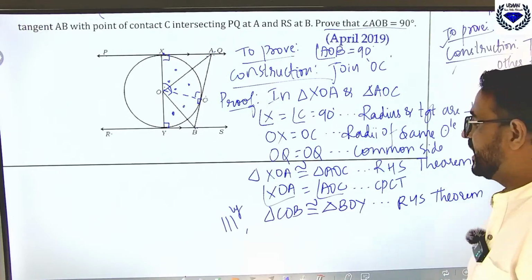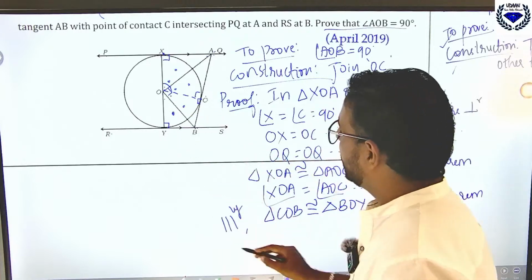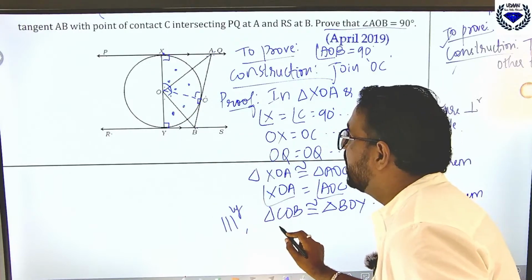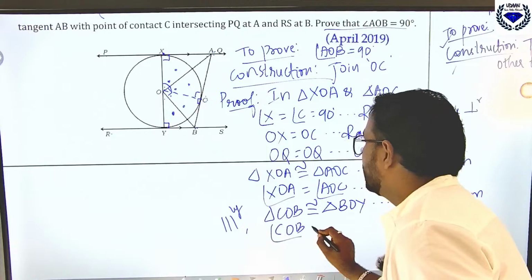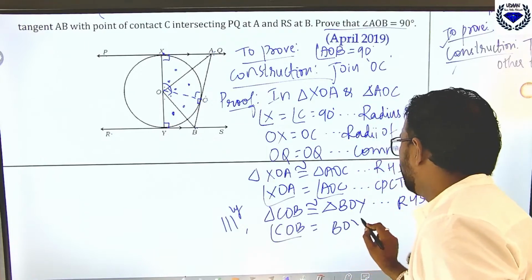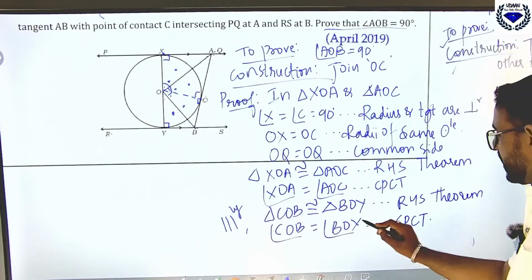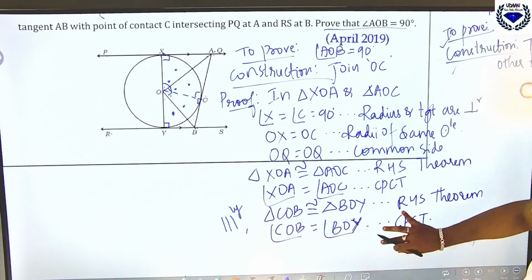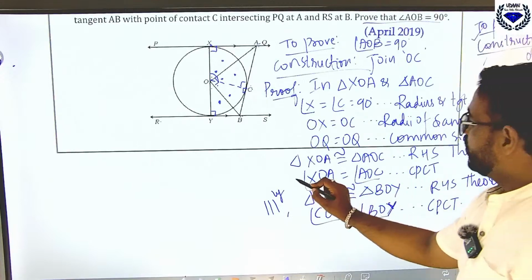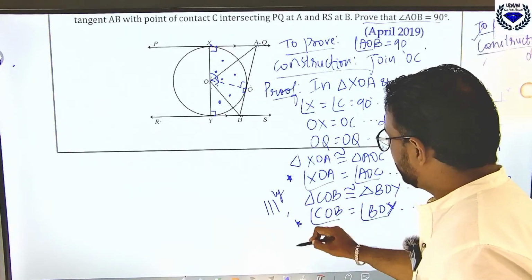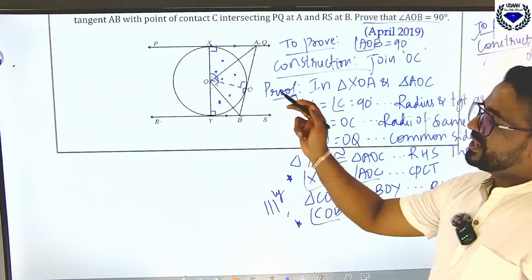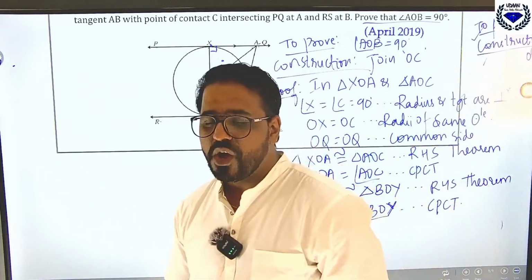You can write anything. Then this angle and this angle are equal. What are the two angles here? Angle COB is equal to angle BOY. Why? Corresponding parts of congruent triangles. Now, I'll just put a star on these two. Keeping these two conditions in mind, you will get the final answer. So how will you do this?